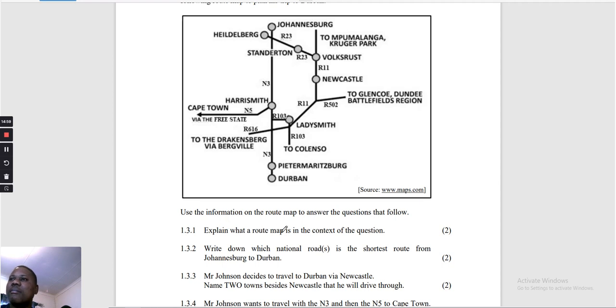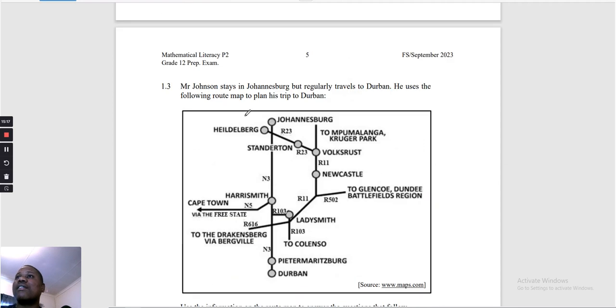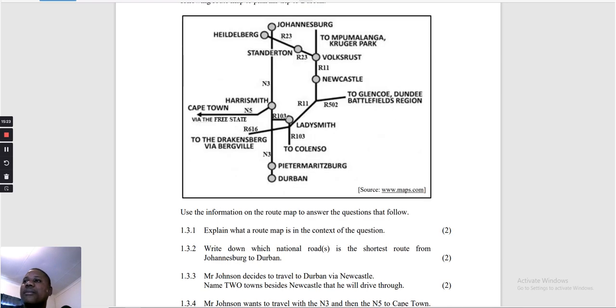Okay. Then now they say, explain what a route map is in the context of the question. So when you look at the route map here, in this context, they talk about Mr. Johnson, who stays in Johannesburg but travels to Durban. So in this context, we're going to say a route map is the map that shows us the routes from Johannesburg to Durban. I explain again: the route map shows us the routes from Johannesburg to Durban.